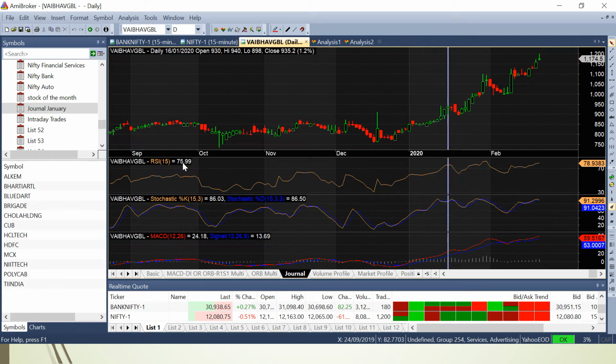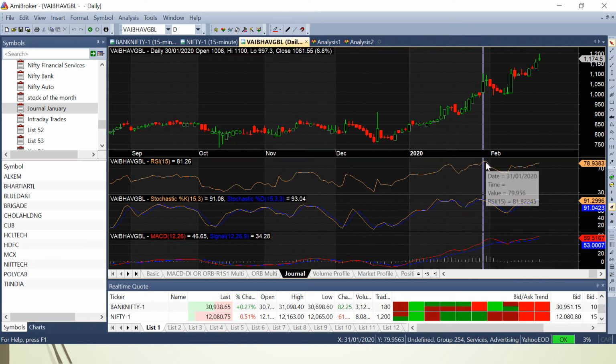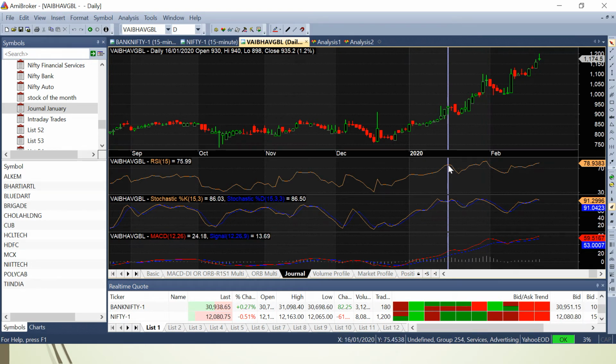75, around 16th January peak. Now the next peak is made in the price. This is on 30th January. Now RSI has risen to 81. So RSI is higher than the previous peak. Now 81, earlier peak was around 75. So price went high, RSI also went high. This is nothing to be scared of.